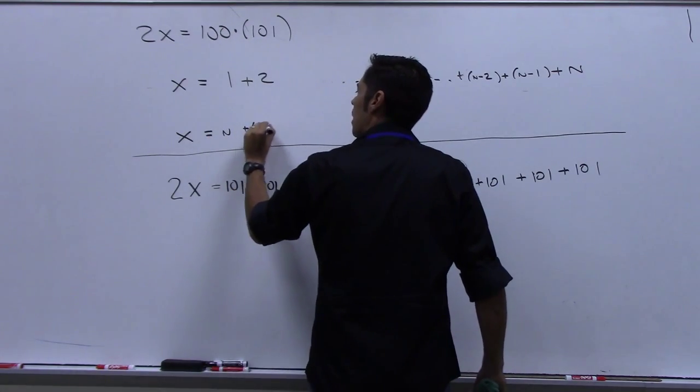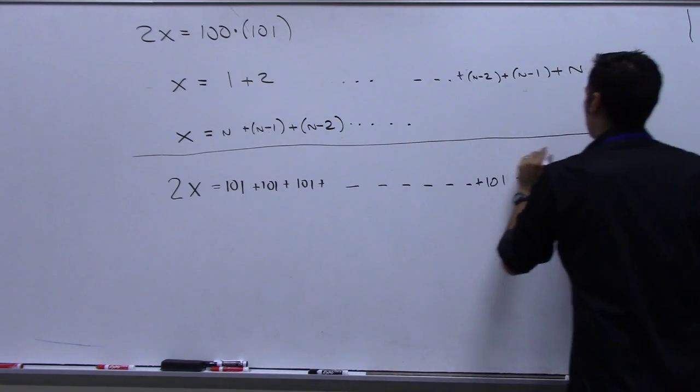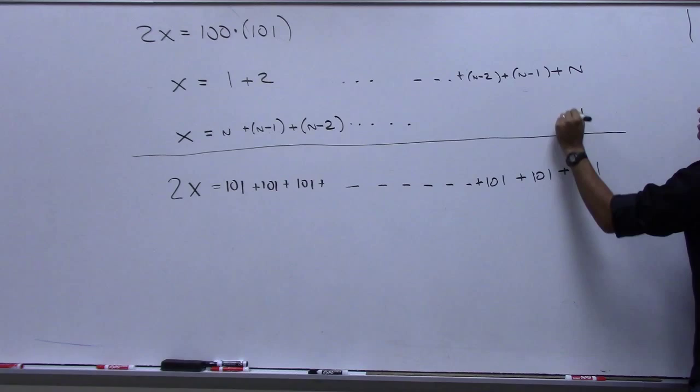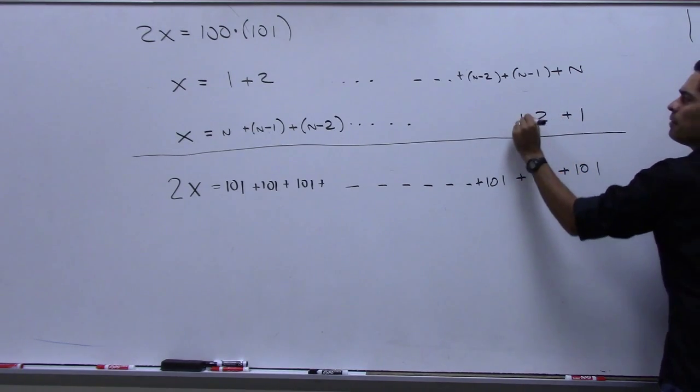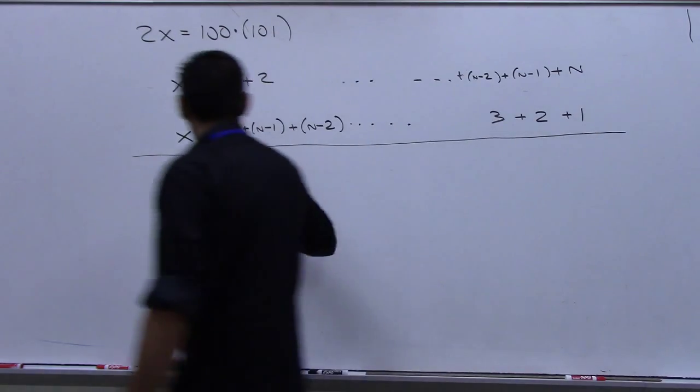The next one will be n minus 1. The next one will be n minus 2. All the way down, the last number will be what? n minus 100? No, no. 1. The one before that? 2. The one before that? 3. All right? Do y'all see that? I know some of you do. If you're lost, it's okay. You're not going to be tested on this.